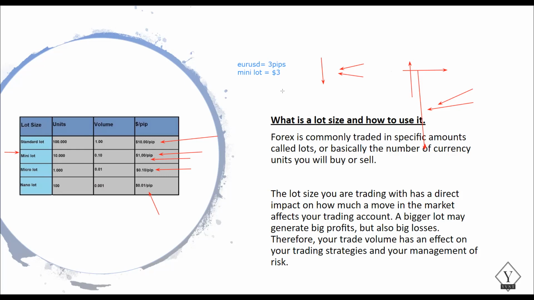And then if the market goes down and you sold, and it's down by 3 pips, that means you are up by 3 pips in profit in your account, right? Because 1 pip costs how much? $1, right? So this is what a lot size is, and this is how you can use it. As you can see now, it also works hand in hand with what I've been showing you in the previous slides and previous videos, right? So now let's move on to the next one.